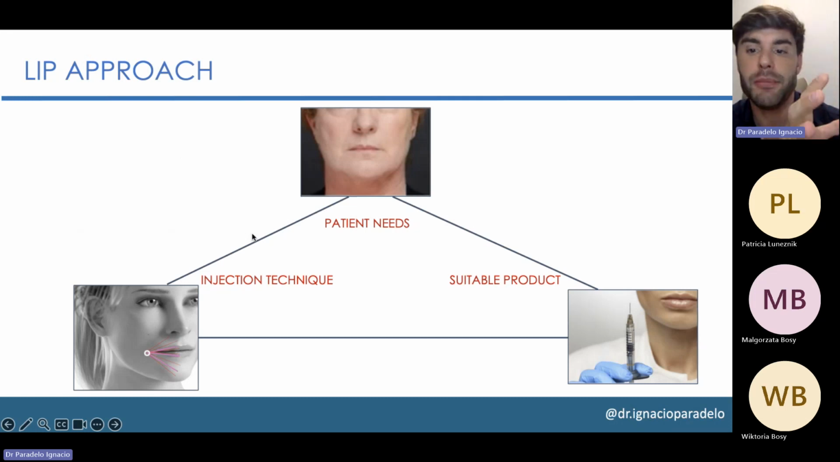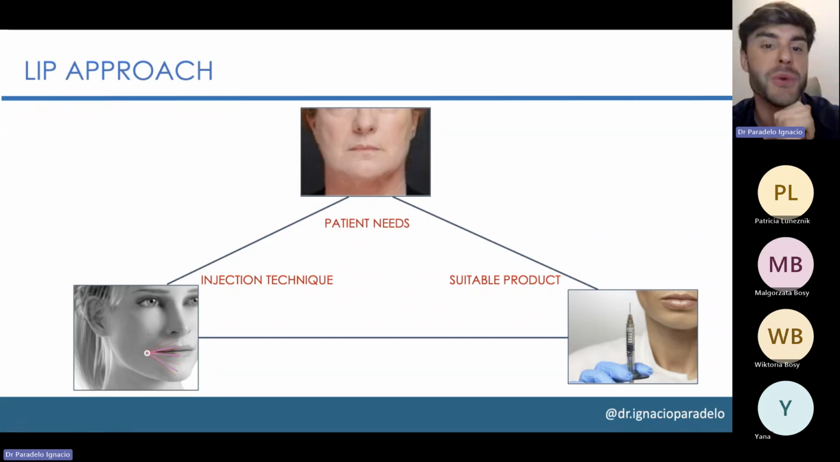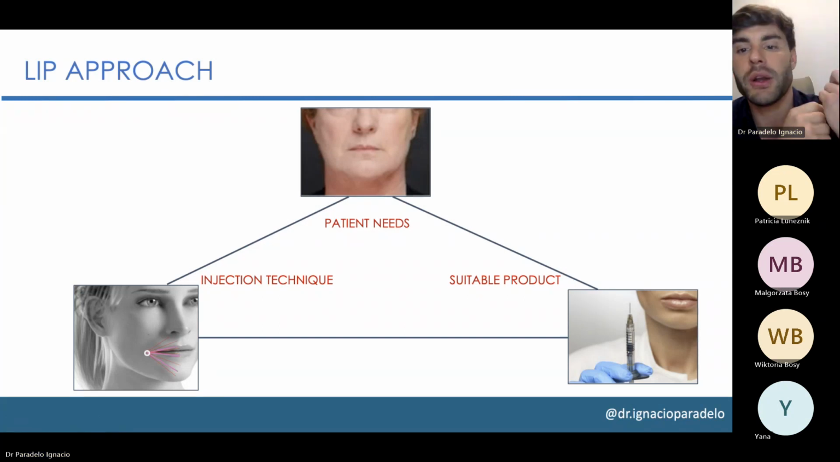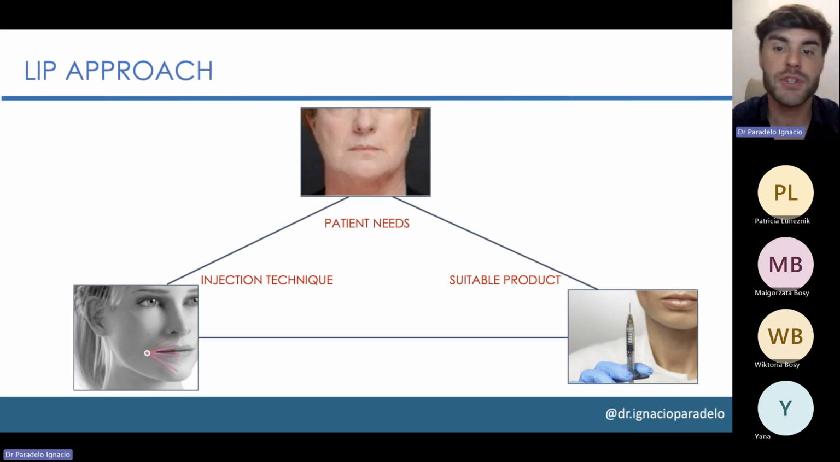So, in order to treat a lip with hyaluronic acid, it is important to take three pillars into account. One, the patient's need. Two, the injection technique. And three, choosing a suitable product.